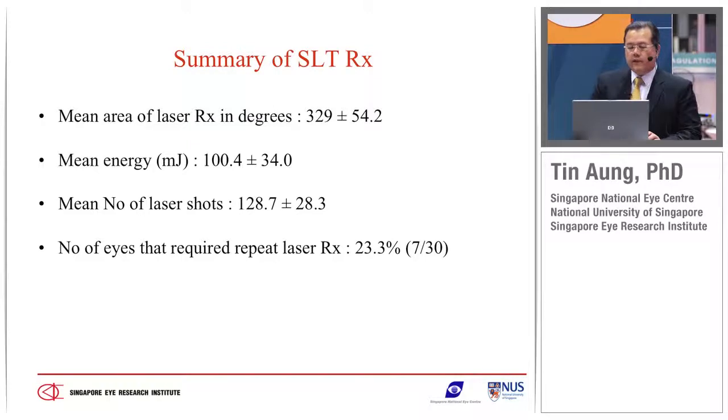So the mean area of SLT treatment was at least around 329 degrees, and the mean energy was 100 millijoules. We did an average of 128 laser shots, and some patients, 7 out of 30 in the SLT group, required a repeat laser. So this is about 23% which required a repeat laser.